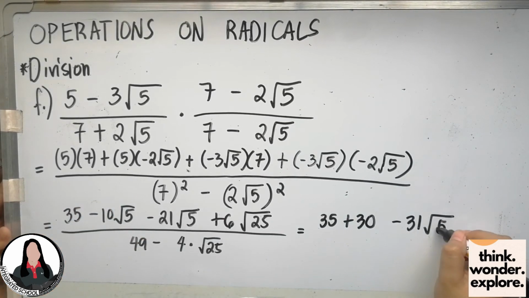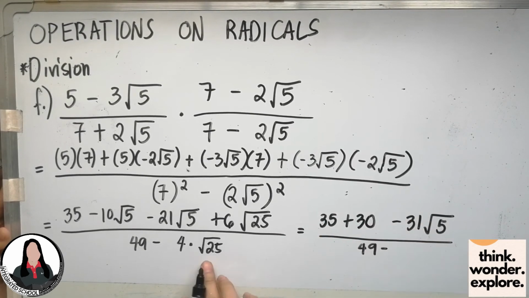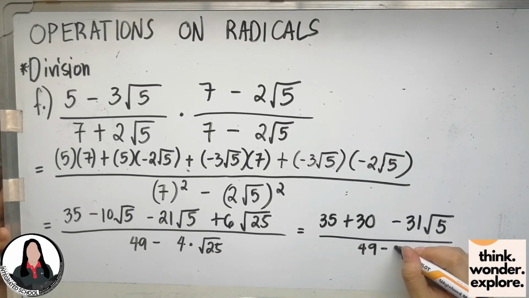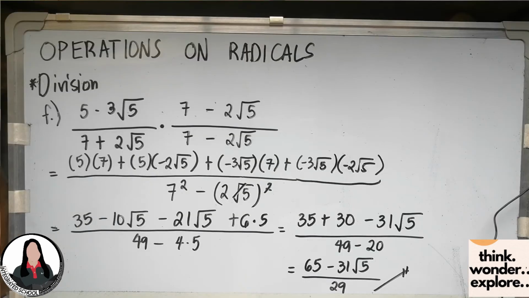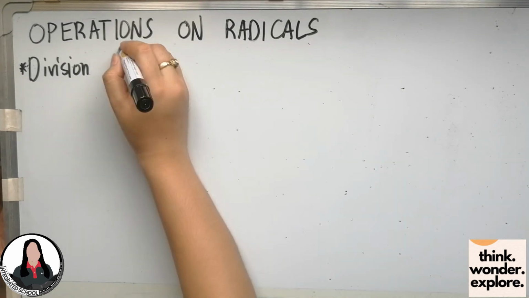Then, copy the common radical, square root of 5, all over 49 minus square root of 25 is 5 times 4, that's 20. Simply, this is equivalent to 35 plus 30, that's 65. And then minus 31 square root of 5 all over 49 minus 20, that is 29. Now, kung mapapansin nyo, 65, negative 31, and 29 ay wala ng common factor, then therefore, ito na ang kanyang final answer.